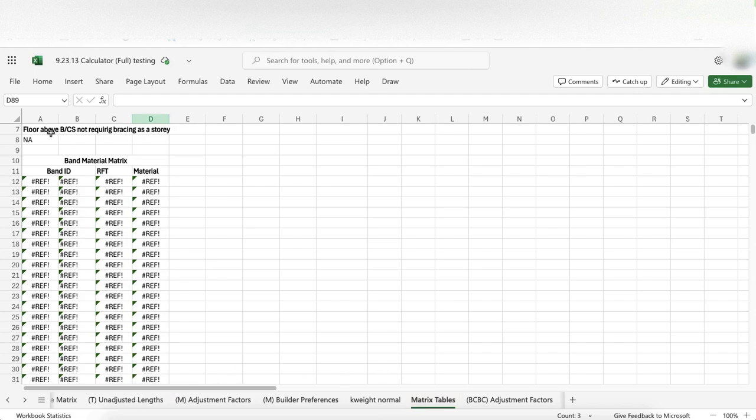This is part of the build out for when the calculator provides calculations for basements and crawl spaces that are not required to be designed as a story for bracing. The test calculator that I'm going to send out won't have the ability to do that just yet.